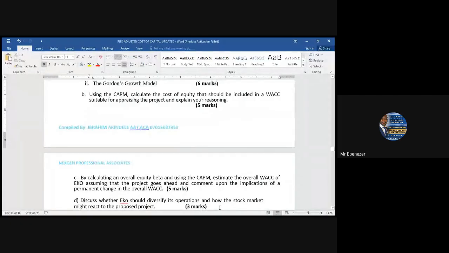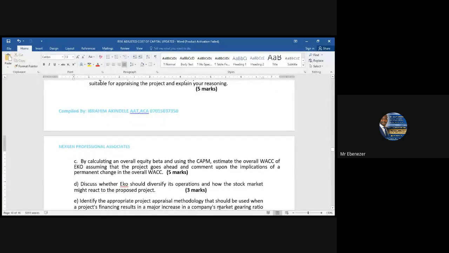The B part of this question says you should calculate the cost of equity that will be suitable to calculate WACC, meaning appraising the project, meaning that we had to stop at one stage. We don't know the project. Is it a new project or an old project? We don't know. Then the C, we should do what? By calculating an overall equity beta. So we should calculate the overall equity beta, and using the capital asset pricing model, estimate the overall WACC.